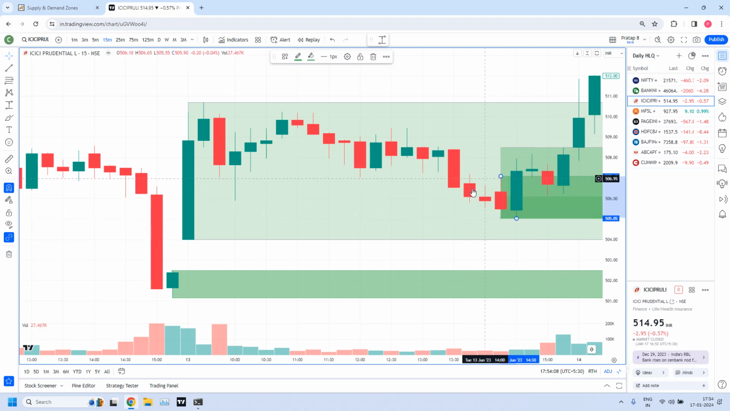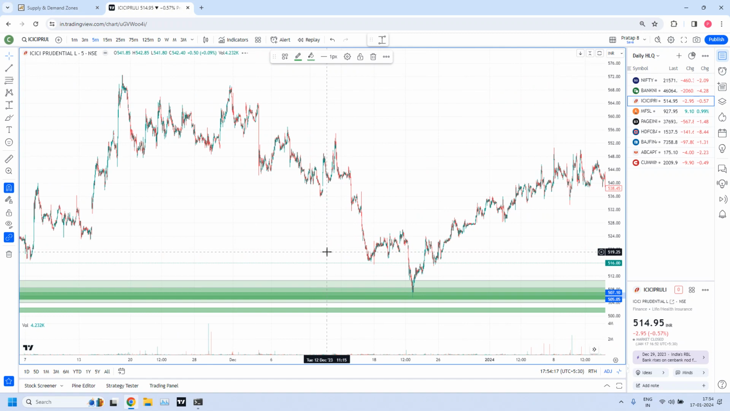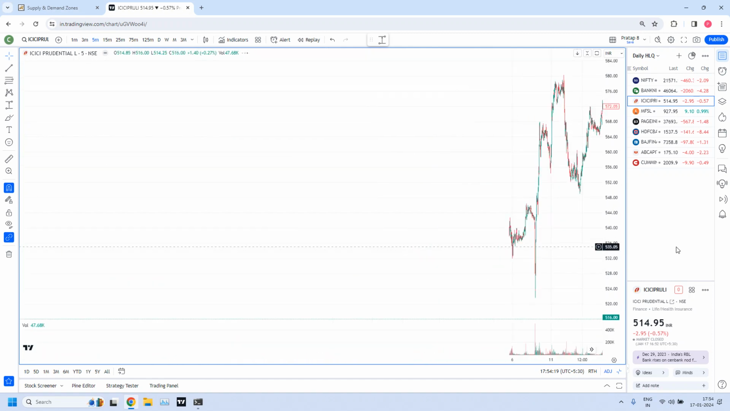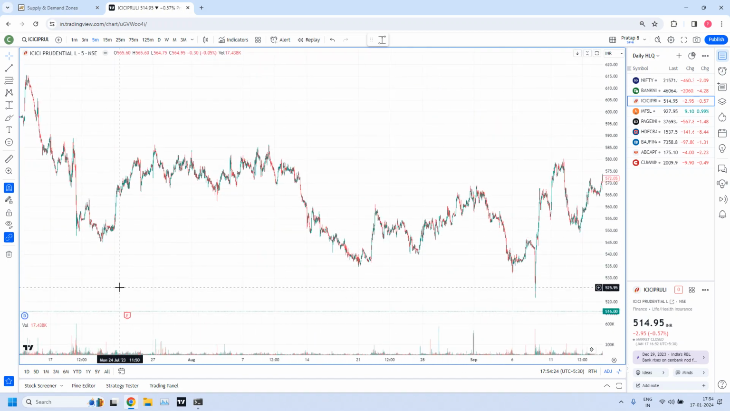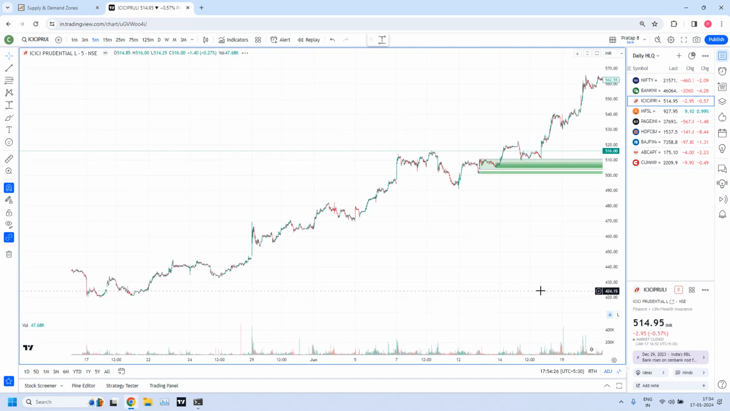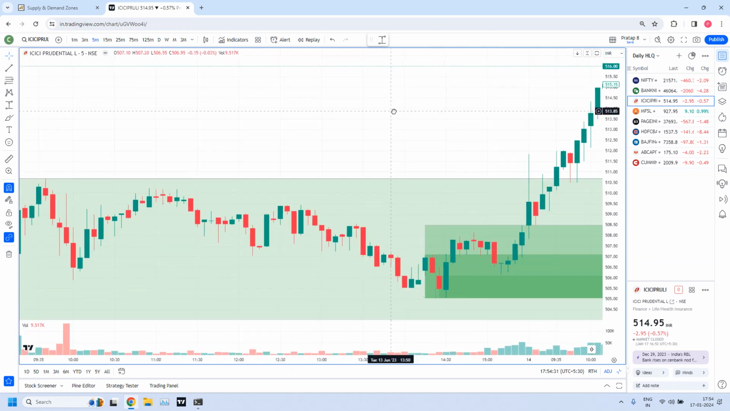Inside the 15 again you need to identify a 5 minute zone within this area. That's why we went to the 5 minutes. So here we identified a 5-minute zone inside, so this entire thing is the 15 minutes. Inside we have a drop base rally. Let me delete the 15 minutes so that you get clarity about 5 minutes.